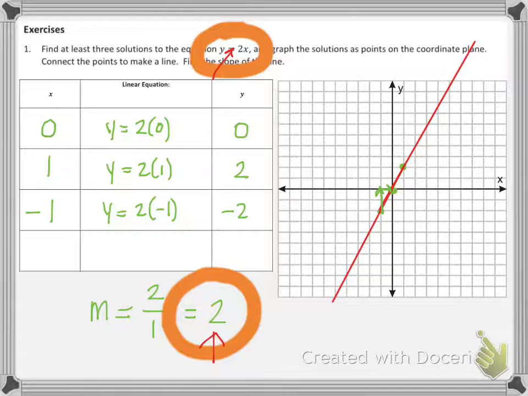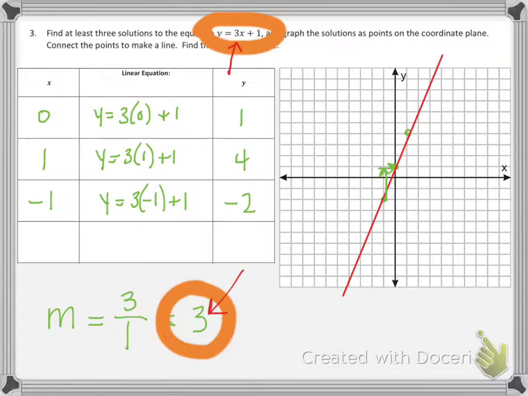The coefficient of x, if it's in this form, let me go back to our last one. If it's in this form, y equals mx plus b, the coefficient of x is the slope. Remember, m is slope. So this is called slope-intercept form of a line. We'll talk more about it later. But if you see an equation in this form, then the number in front of x is your slope.